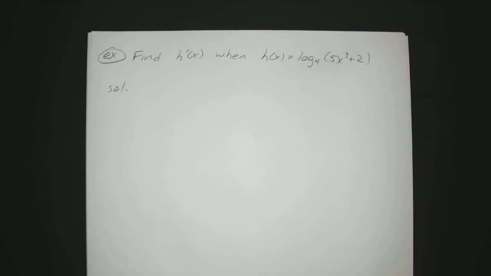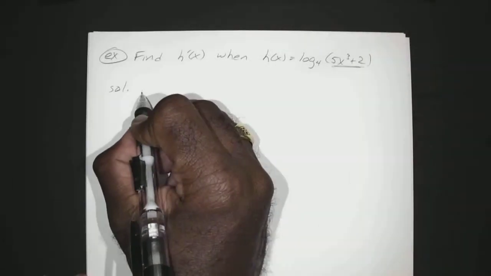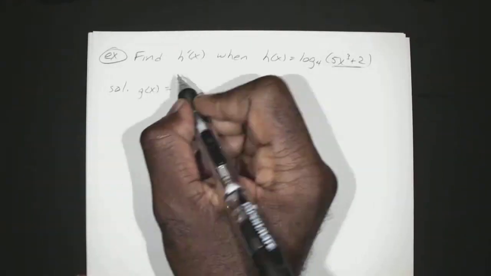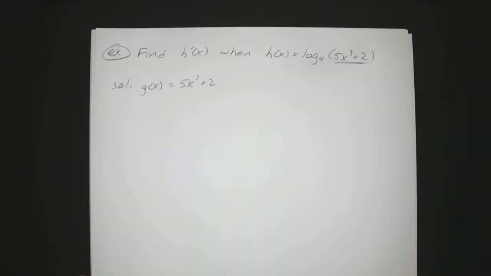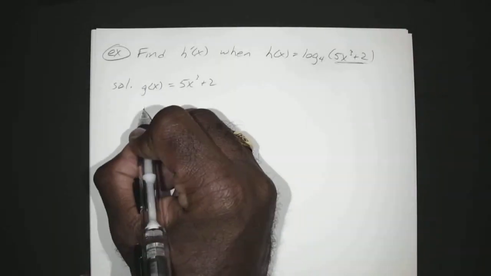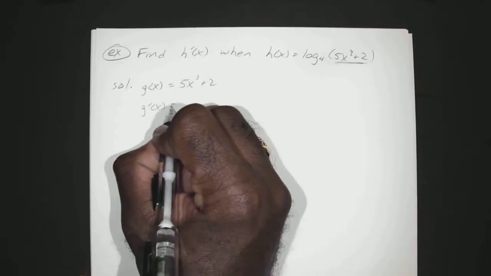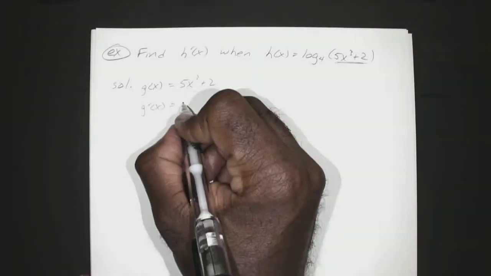Okay, so the first thing we know is our g of x, which is what's in there. So g of x equals 5x to the third plus 2. And our g prime of x is equal to 15x squared.